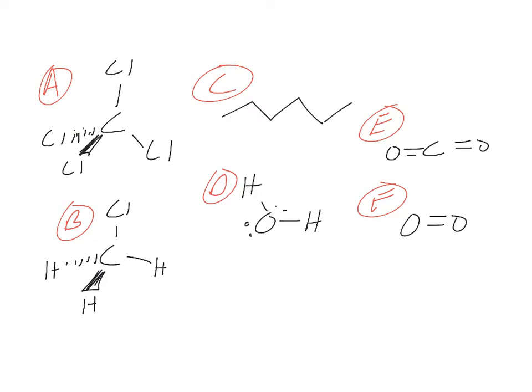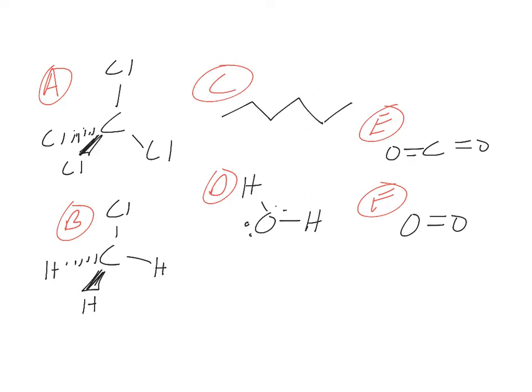So let's look at A. Does A have polar bonds? It has a carbon bond to a chlorine. Is that a polar bond? Yes, so A has polar bonds. Does B have polar bonds? Is a carbon-hydrogen bond polar? No, that's not a very polar bond. But a carbon-chlorine bond? It is a polar bond. So A and B both have polar bonds.